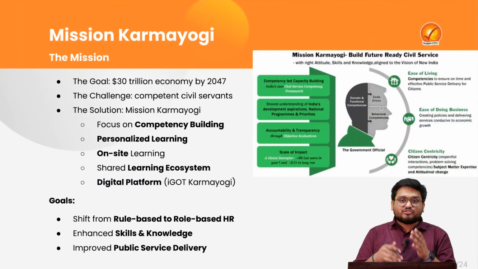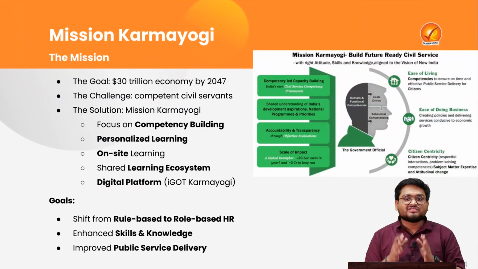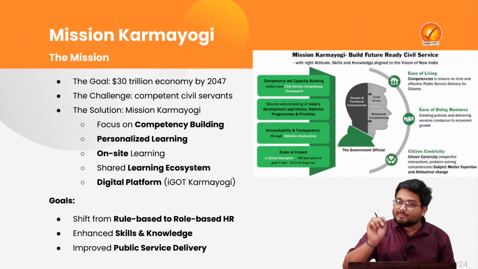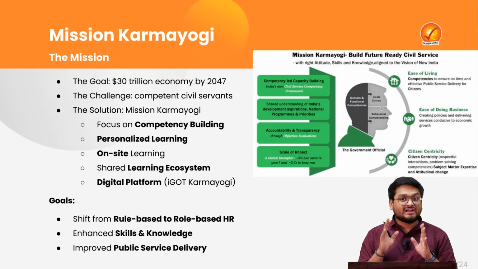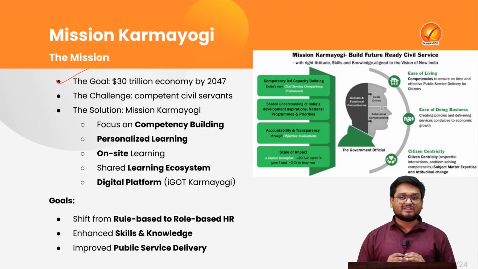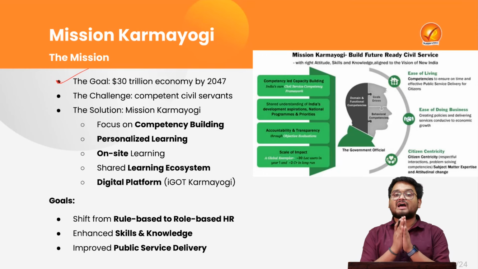Now, we have to understand that India is aiming to become a developed country by 2047. To do so, India needs to increase its GDP to $30 trillion, and this is the goal that we have as of now. And we also know that the vision of India is reaching its Amrit Kaal, right?